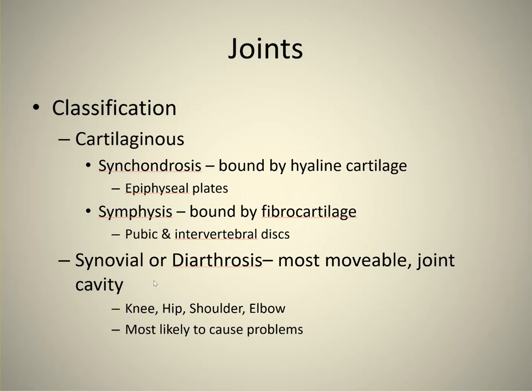And then finally, synovial or diarthrosis, most movable, and has a joint fluid-filled joint cavity between the bones, and it's lined with cartilage. And regular joints we usually think about, knee, hip, shoulder, elbow, are all those types of joints. And they're most likely to cause problems because remember, the more freely movable you are, the more likely they are to dislocate, the less stable they are.